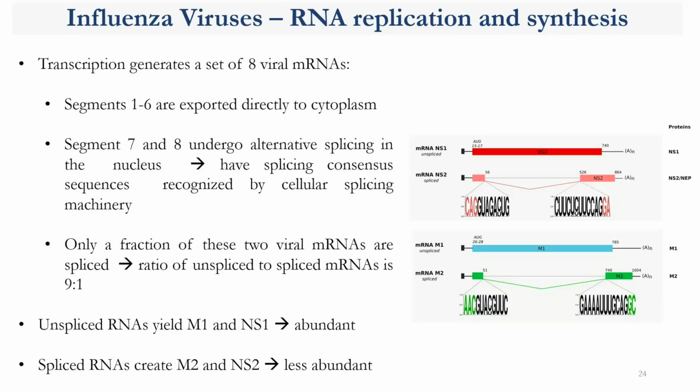All right. The transcription of these fragments generates a set of 8 viral mRNAs. Segments 1 to 6 are exported directly to the cytosol or cytoplasm, and your segments 7 and 8 can actually undergo alternative splicing. Since the splicing machinery is present inside the nucleus, it has to happen inside the nucleus. How does it work? These fragments have consensus sequences that are recognized by the cellular splicing machinery. What's a consensus sequence?